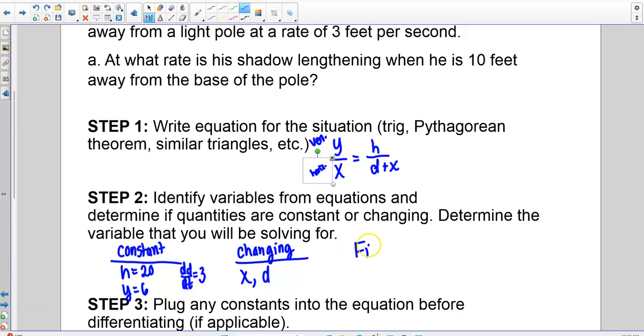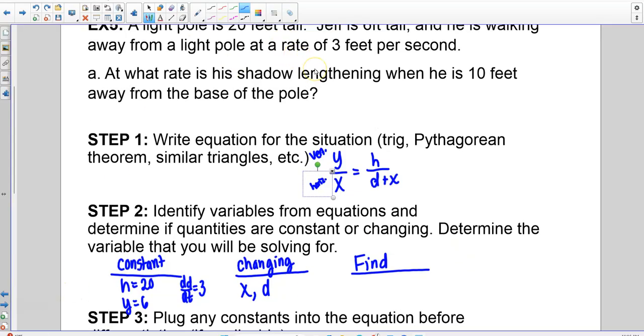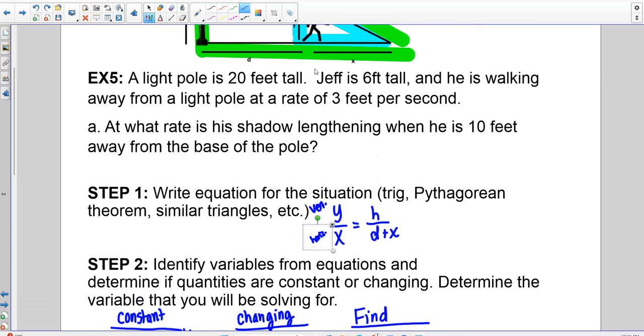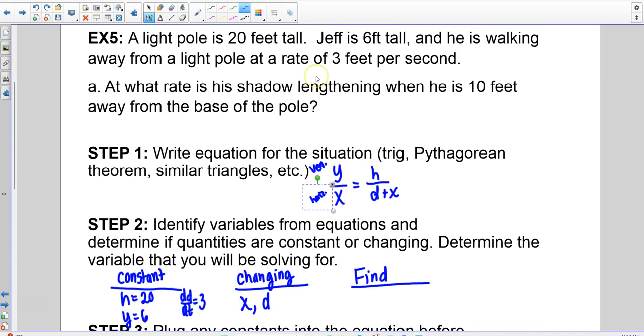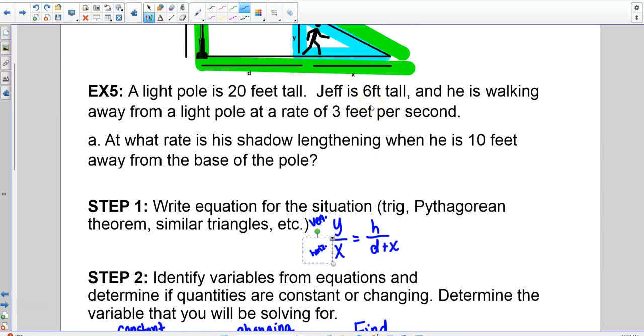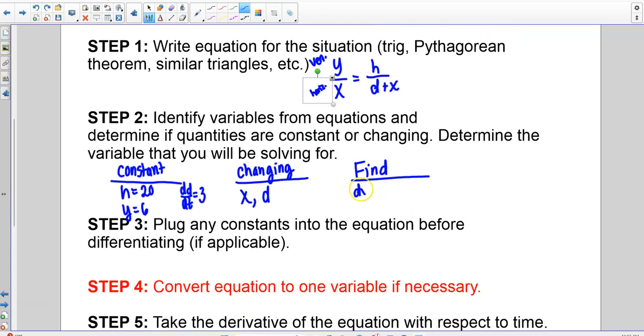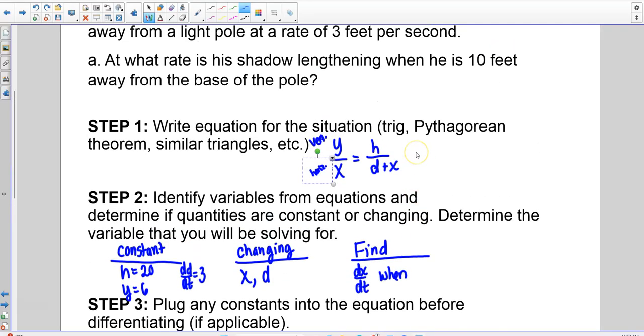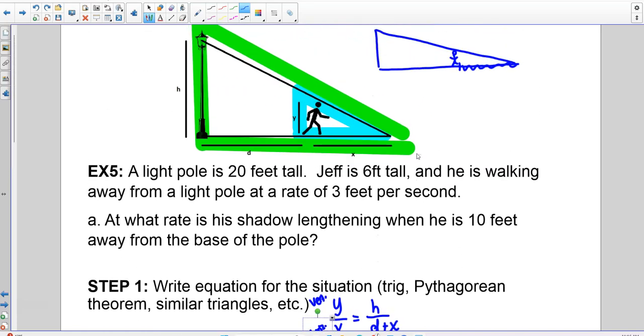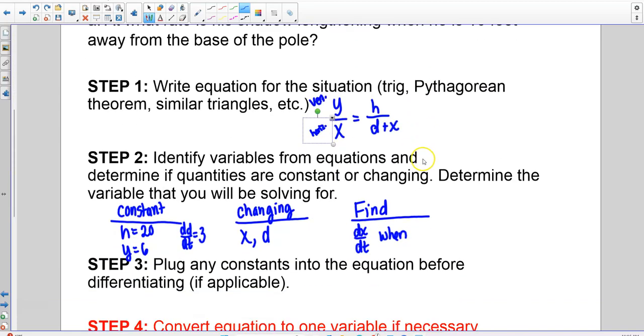And then we are supposed to find, okay, now this is a little tricky. We're supposed to find at what rate is his shadow lengthening? So shadow lengthening. What is that going to be in this picture? It's a rate, so it's a d something dt. dx dt. x is his shadow. So we're finding dx dt when Jeff is 10 feet from the base of the pole. What variable is that? d equals 10.